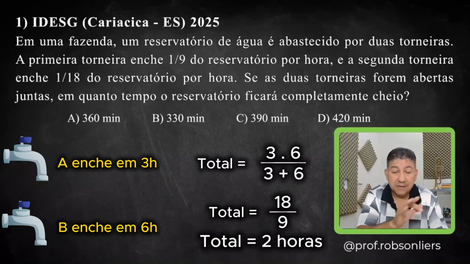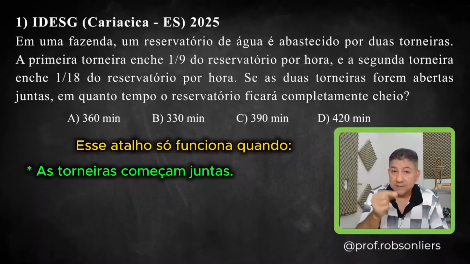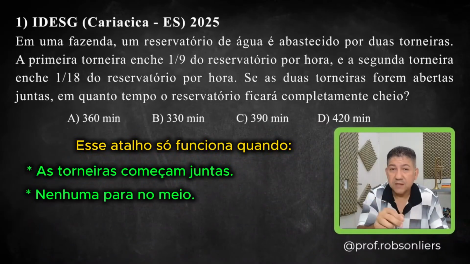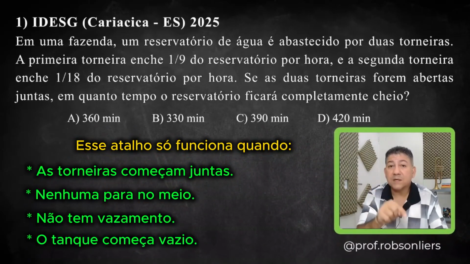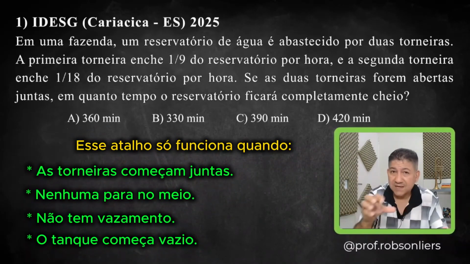Be careful. This shortcut only works when the faucets start together. None of them stop in the middle. There's no leakage, and the tank starts empty. If anything changes, go back to the basics. They're just some ratios, all right?